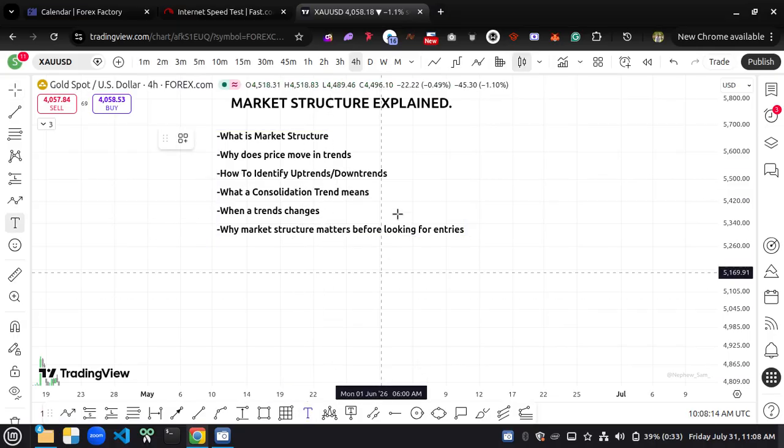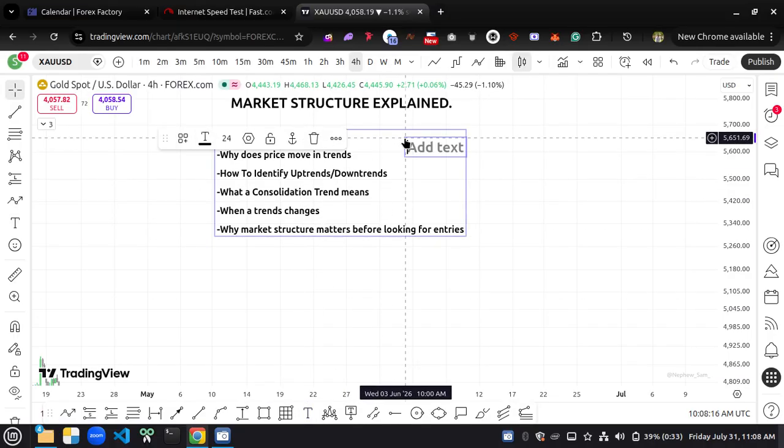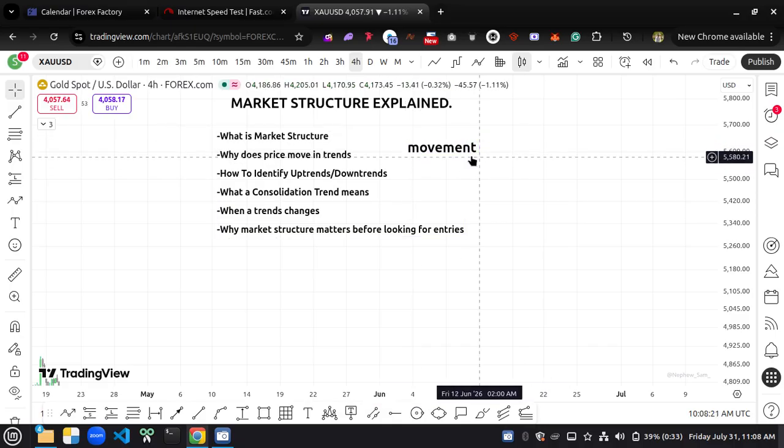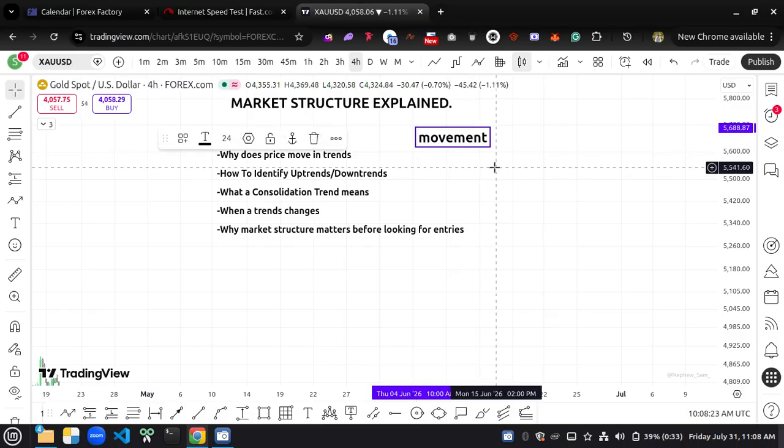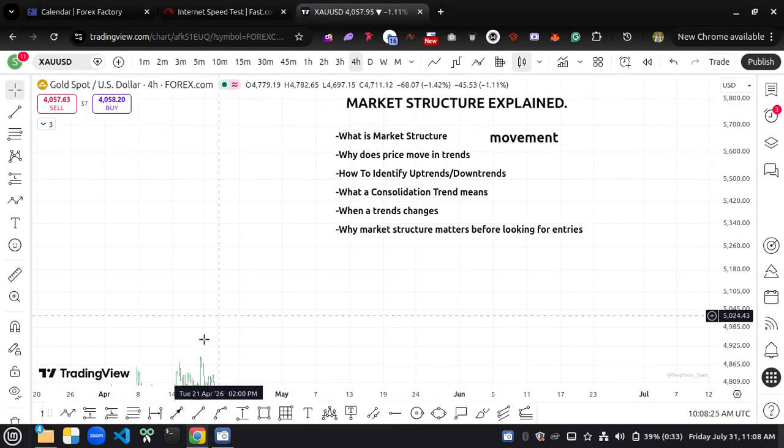So what exactly is market structure quickly? Market structure basically just tells us price movement. That is the movement of price in a particular direction or in a particular time frame. Now, let me show you. Let's go right into the structure.